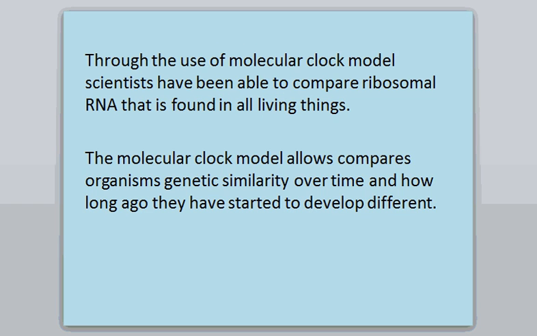Through the use of the molecular clock model, scientists have been able to compare ribosomal RNA and find out exactly how similar organisms are, and this has allowed us to really look at the molecular level of organisms: how similar are they, and then how long ago did they start to develop differently? Were they pretty much the same species up until 50 years ago? 100 years ago, 1,000 years ago, 1,000,000 years ago, 1.5 million years ago? When did they start to develop down different paths?